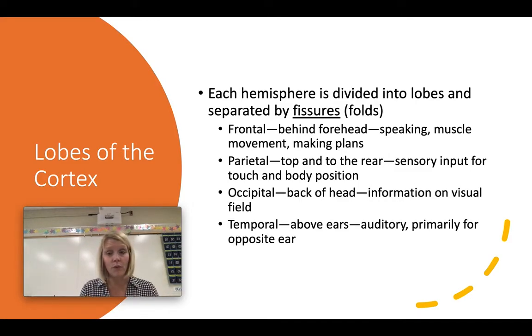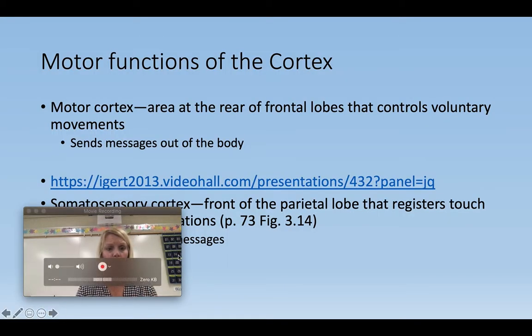This is primarily for auditory information, which makes sense. It's right by the ears, and the information gets processed again on the opposite side. Remember when I talked about the corpus callosum in the previous video? That's what helps cross that information to the other side of the brain. All right, so those are the 4 basic lobes.